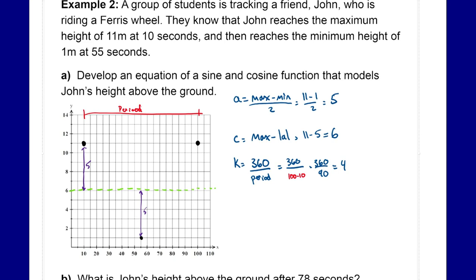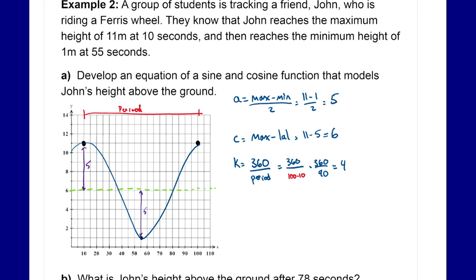Now the only other thing I need is my d value. Looking at this function, if I was to roughly graph it, I might not know exactly where the other values are. However, if I know that from the max to the min is half, then it touches the midline halfway through that. The period is 90, so half is 45, and half of that is 22.5. This is just going to get a little bit messy, so I'm just going to roughly sketch what my function looks like.